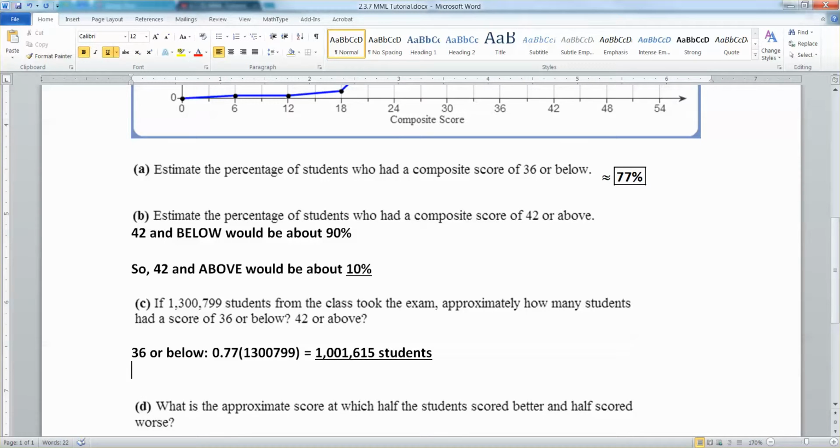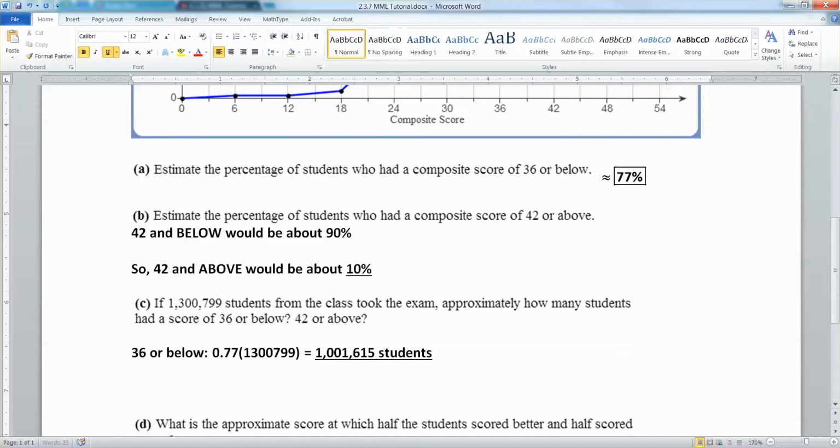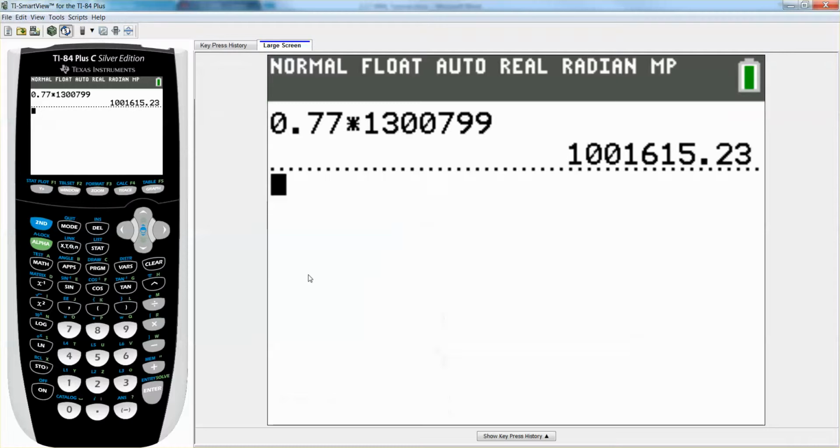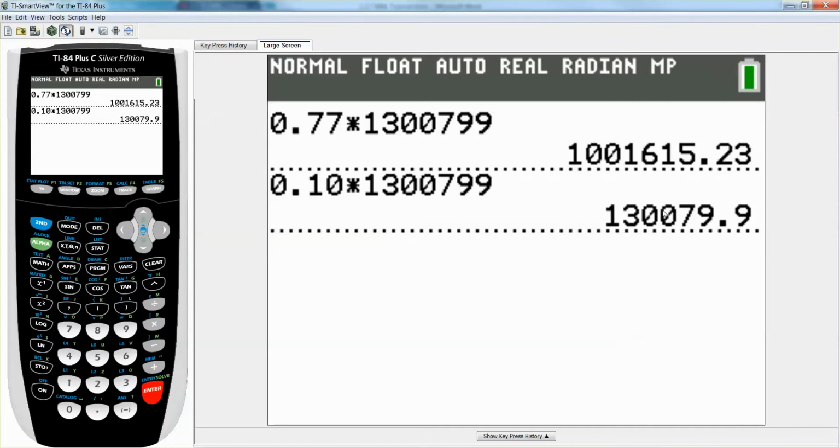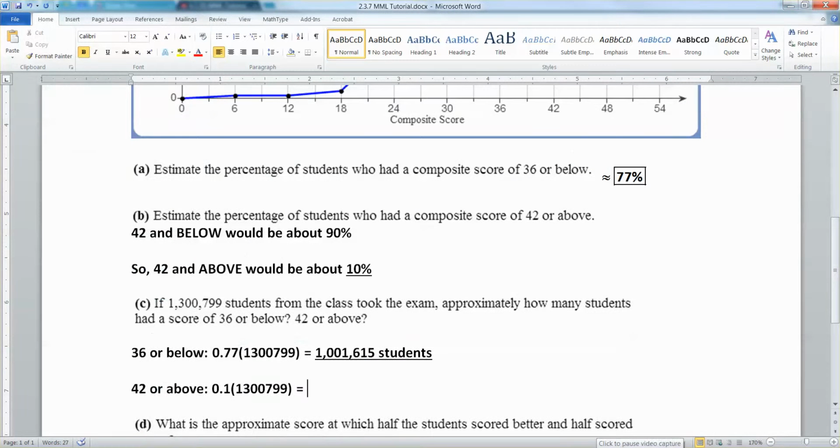So there's that answer. And then for 42 or above, we would take 0.1 and multiply it by 1,300,799. It's the same number, but we'd multiply it by 0.10. So let me go back in here and change my 77 to a 10. And we get 130,079.9, which should probably be rounded to 130,080 because we want to round to the nearest whole number. There we have it. That many students.